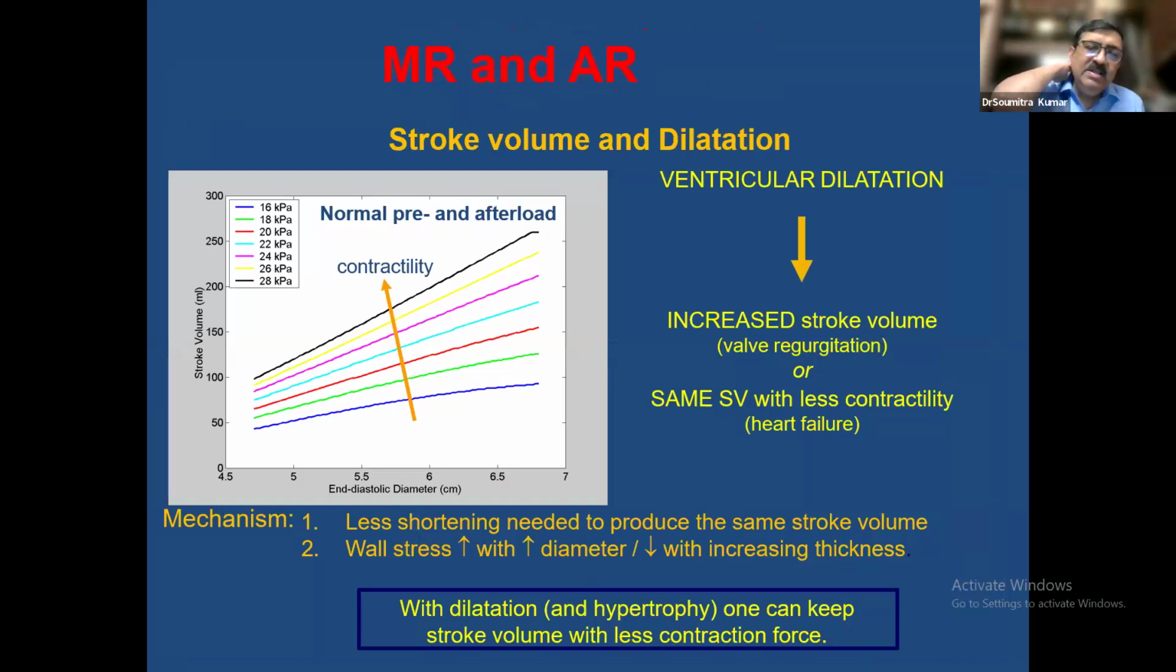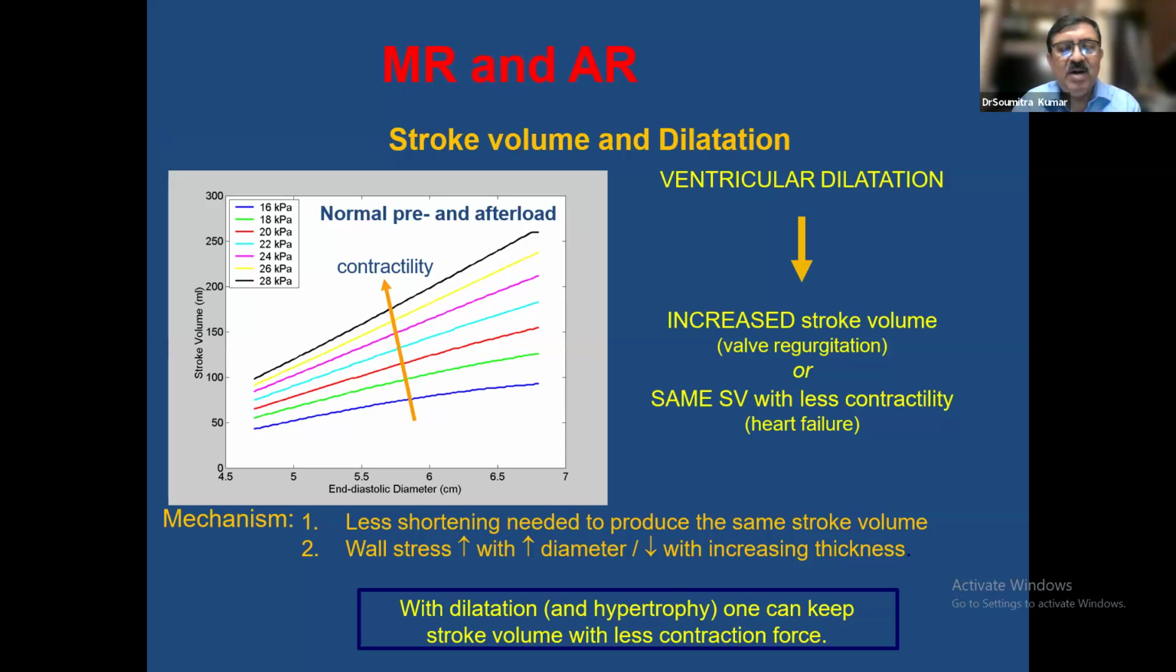Now, MR and AR is the other combination. What we get is a ventricular dilatation leading to increased stroke volume as a whole, because the LV pumps both into the left atrium and into the aorta. So both backward and forward ejection is there. What happens ultimately is that we get the same stroke volume but with less contractility. There is increased wall stress. So ultimately the LV fails earlier.